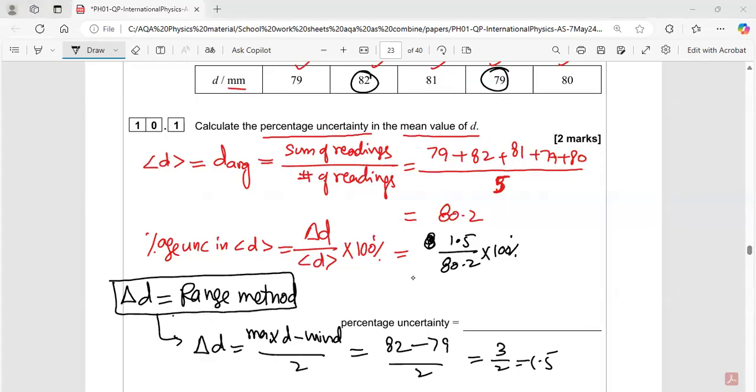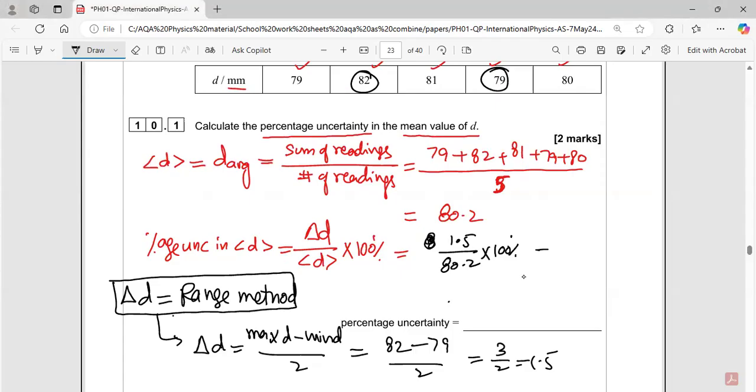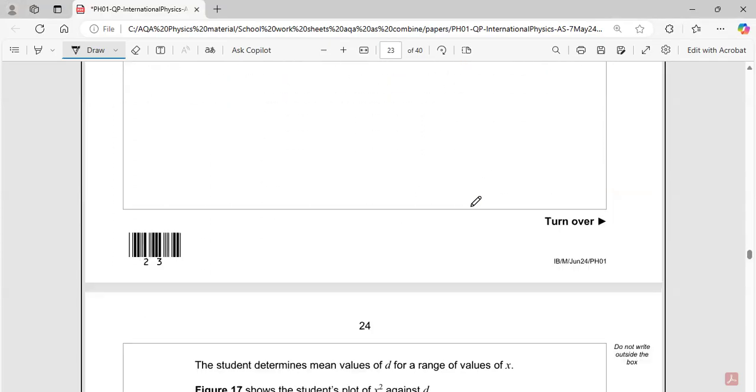So your answer is around, we have to look for the calculation. So it is 1.5 divided by 80.2, so it is 1.87. So your answer is 1.87, or you can write 1.9%. So this is your final answer. Moving forward.